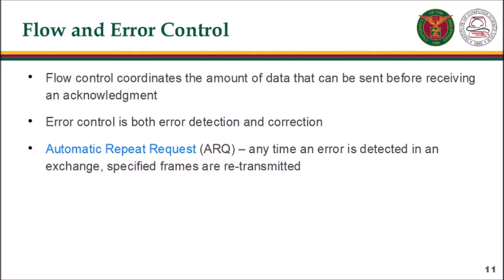One of the responsibilities of the data link control sublayer is flow and error control at the data link layer. Please take note that a similar flow and error control takes place at the transport layer. Flow control coordinates the amount of data that can be sent before receiving an acknowledgement. Error control is both error detection and correction. Automatic repeat request, or ARQ, is the retransmission of specified frames anytime an error is detected in an exchange.